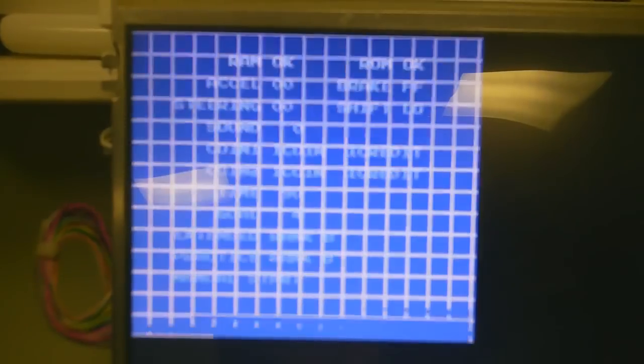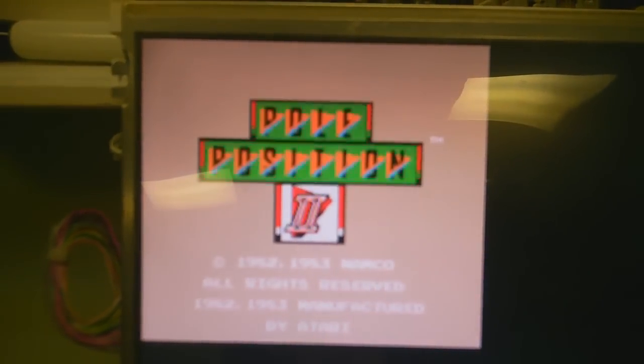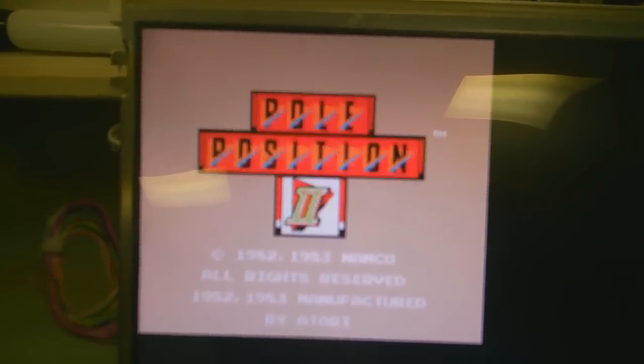Okay, so I have the updated design loaded up here in the FPGA. Let me take it out of reset here. And that looks promising. All right, so I think we are past that hurdle.